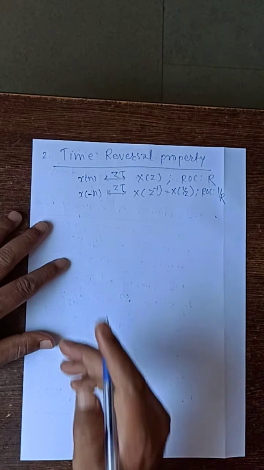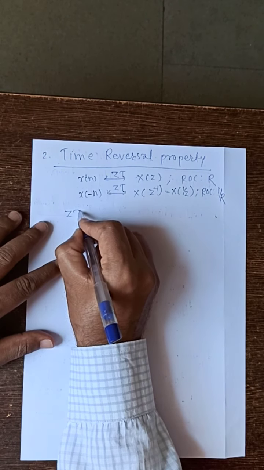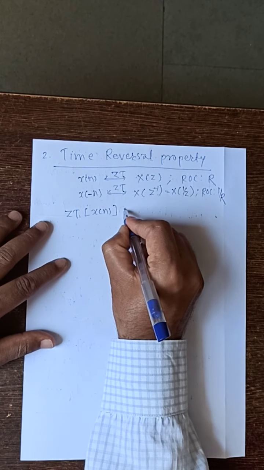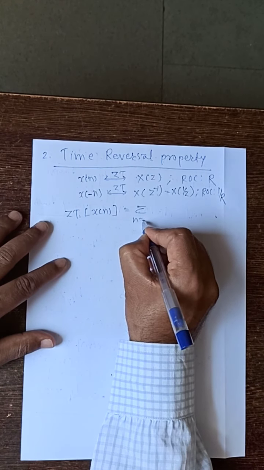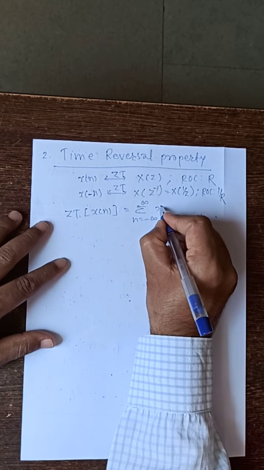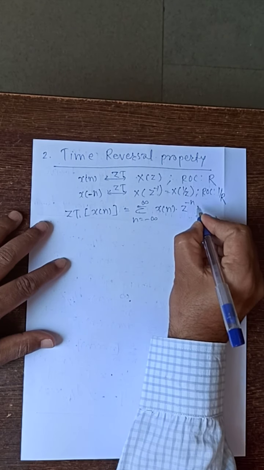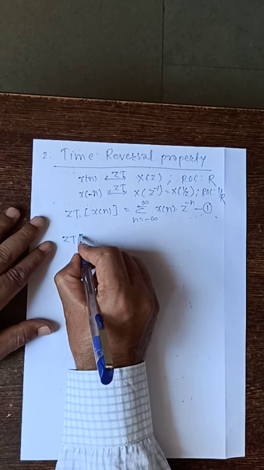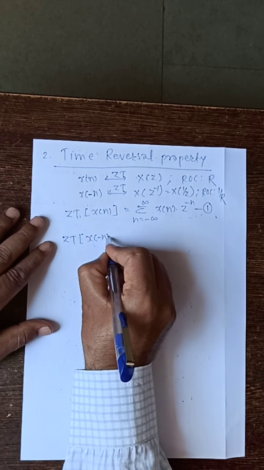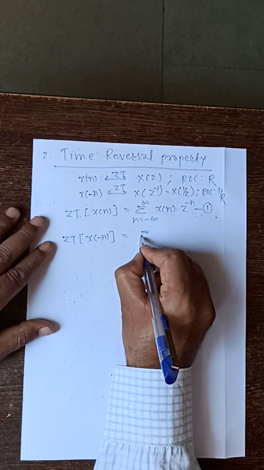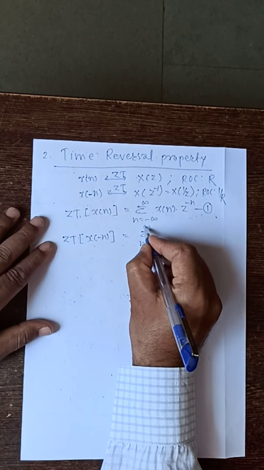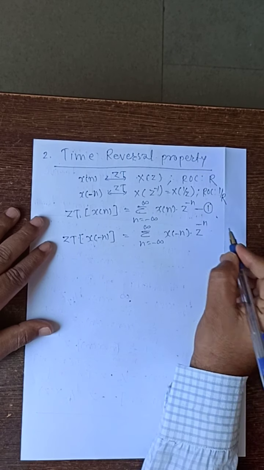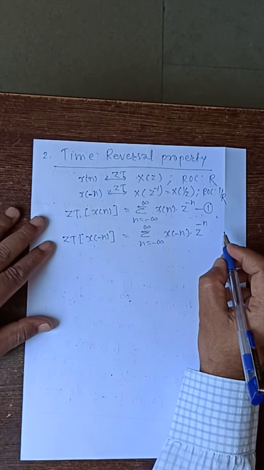Okay, just we'll see that property. How can we write? So Z transform of x[n] is equal to summation n equals minus infinity to plus infinity x[n] z raised to minus n, that is equation number 1. Now we'll replace this x[n] with x[-n]. So Z transform of x[-n] is equal to summation n equals minus infinity to plus infinity x[-n] z raised to minus n. Let it be equation number 2.